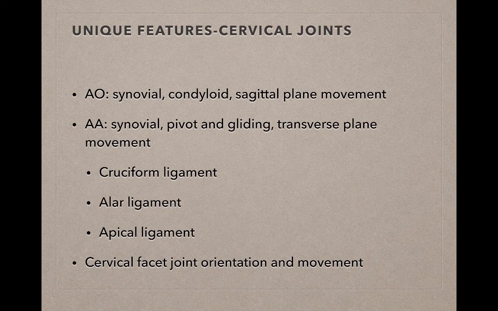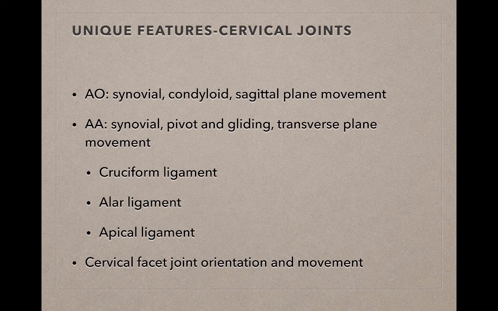So if we start with the cervical spine, there are a couple of unique joints to mention here. The first is the AO joint, or the atlanto-occipital joint, sometimes the O-C1 joint, all three referring to the same joint. It is the articulation between the atlas, C1, and the occiput, the base of the skull. This is a synovial condyloid joint which allows sagittal plane movement.